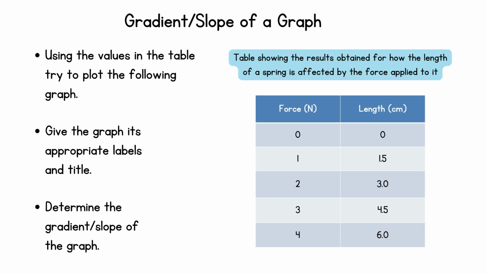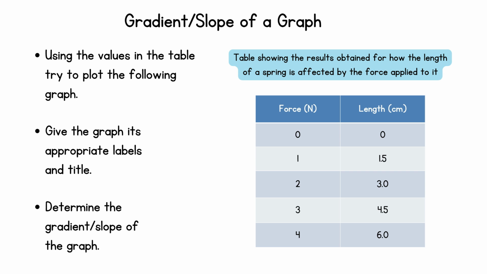Gradient or slope of a graph. Using the values of the table, try to plot the following graph. Give the graph its appropriate labels and title, and then determine the gradient or slope of the graph. Let's get started using the information from the table on the right. Table showing the results obtained for how the length of a spring is affected by the force applied to it.